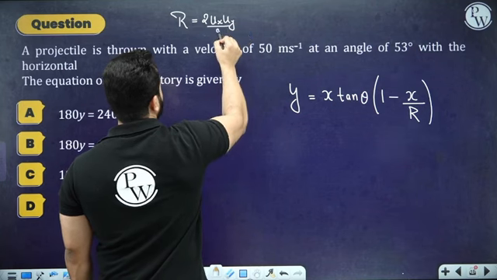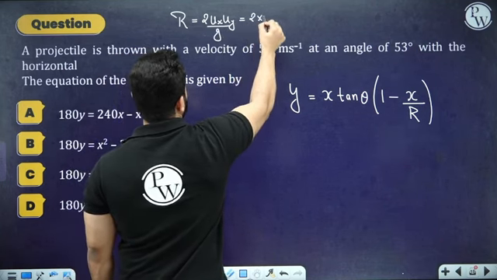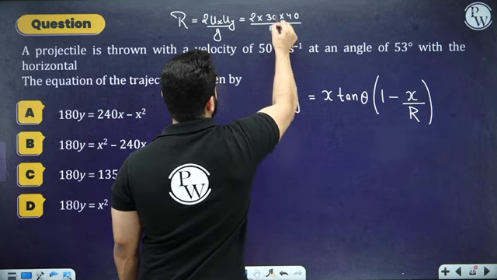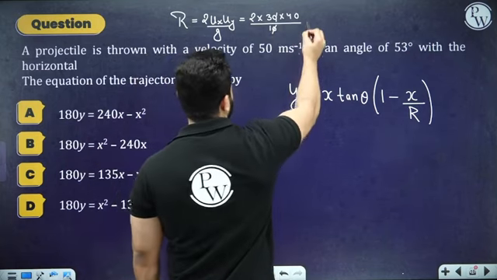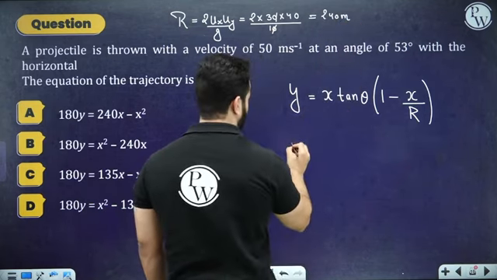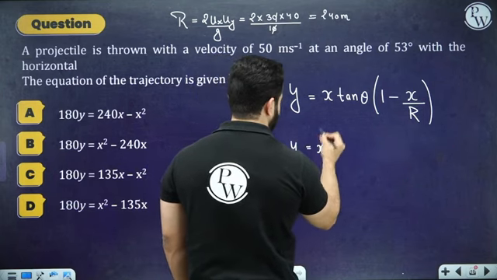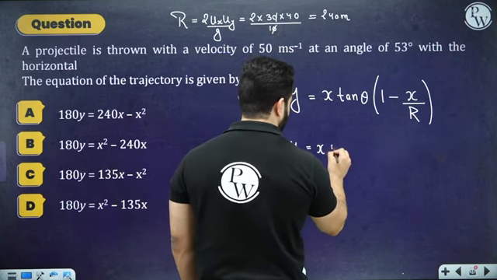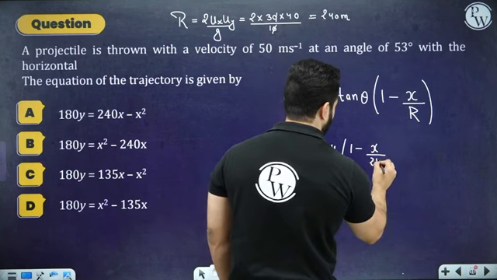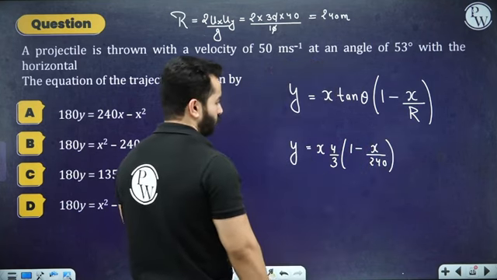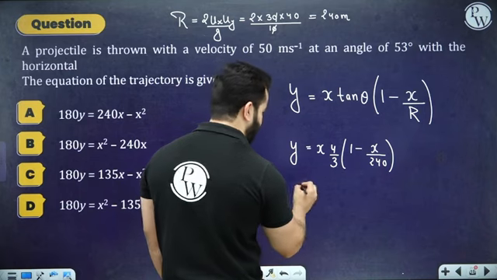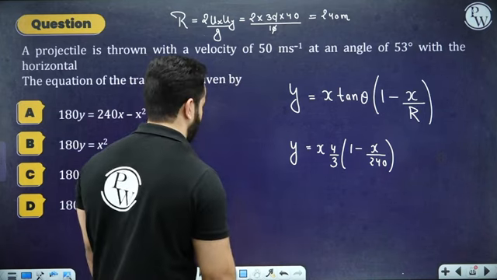by g. So it would be 2 times 30 times 40 divided by 10. Is that correct? So this is going to be 240. This is 240 meters. So y equals x, and tan 53 is actually 4 by 3, times 1 minus x upon 240, my friends, right? So if I'll actually do it, we are going to write it in this form.